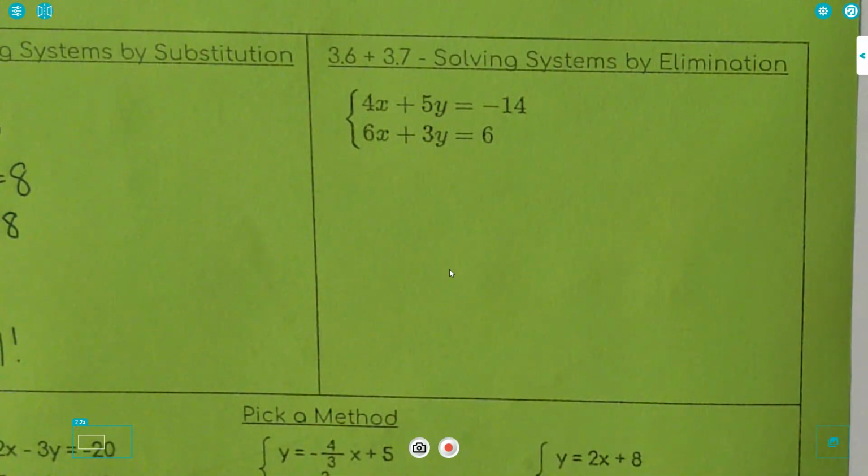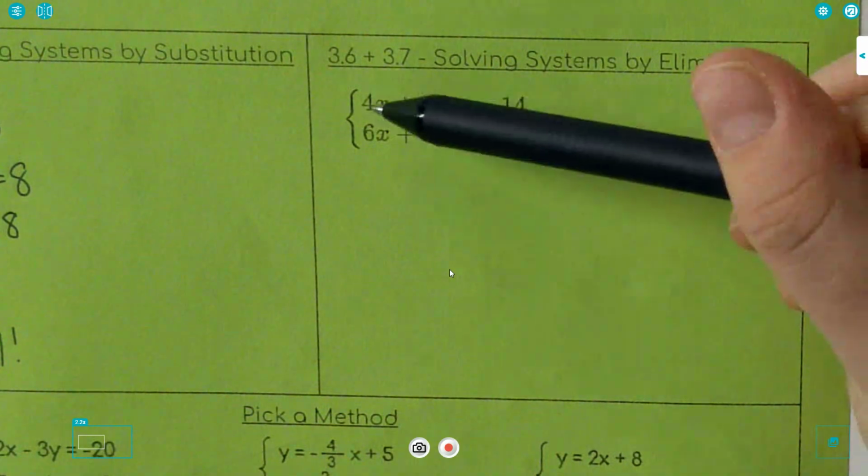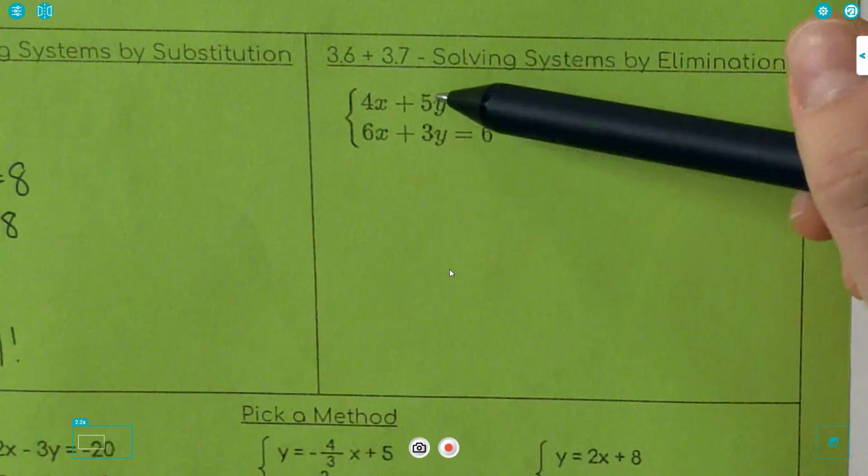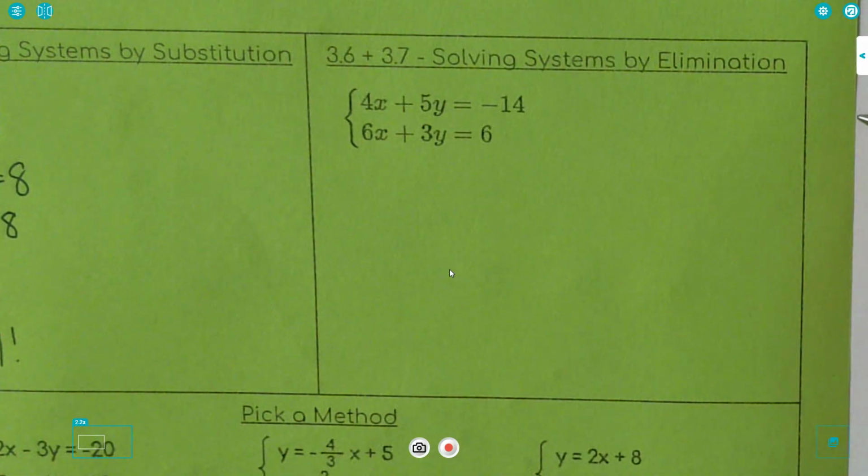Elimination, we are trying to cancel out our x's or our y's. We have choices. Do we want to make 4x and 6x cancel or 5y and 3y? What's the smallest thing that 4 and 6 both go into? 12, okay. What's the smallest thing that 3 and 5 both go into? 15. Do you guys want to make x's cancel or y's cancel? X? Sounds good. Okay, so let's make our x's both be 12 and negative 12.